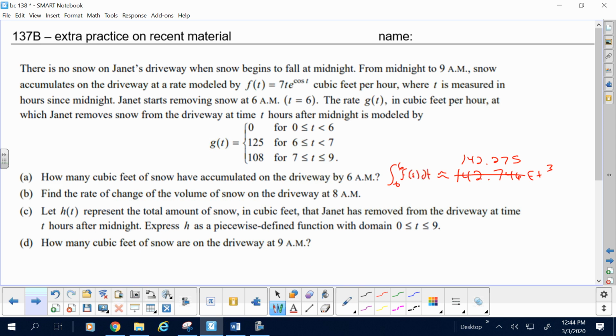The rate of change of the volume of snow at 8 a.m. We'll finish going over this tomorrow. 137A is due today, but have a lovely day.